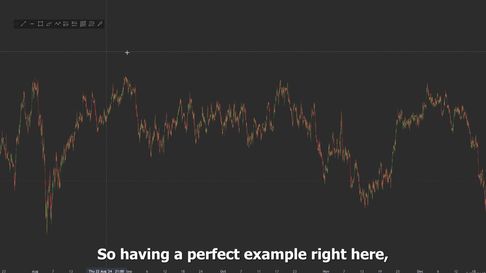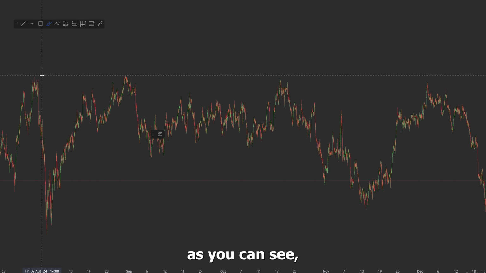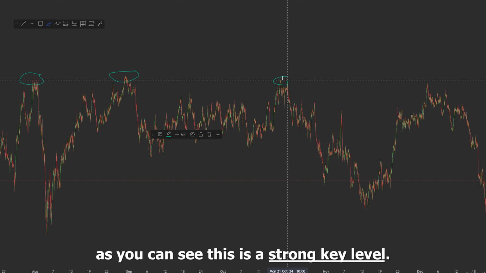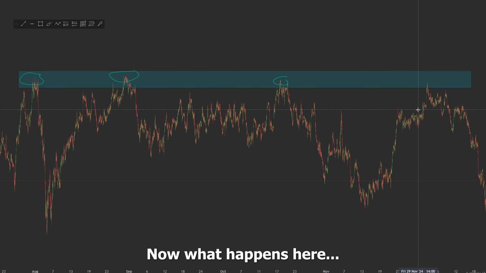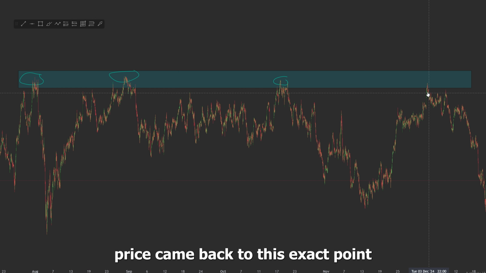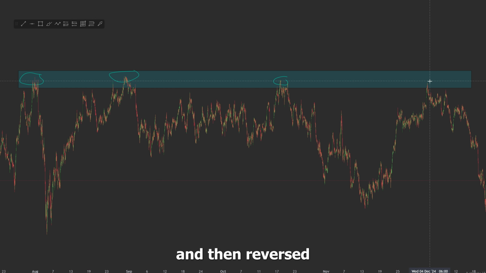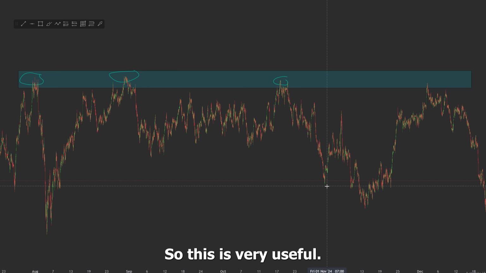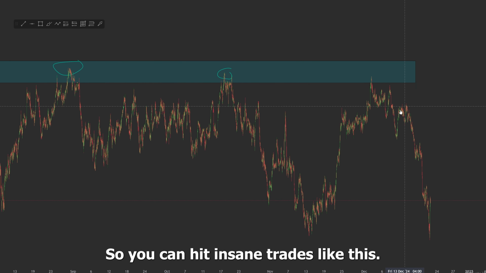So I have a perfect example right here. As you can see, you had many reactions from the same area. As you can see, this is a strong key level. Okay, now what happens here? Price came back to this exact point and then reversed, and then you can see potential trend shifts. So this is very useful, so you can hit insane trades like this.